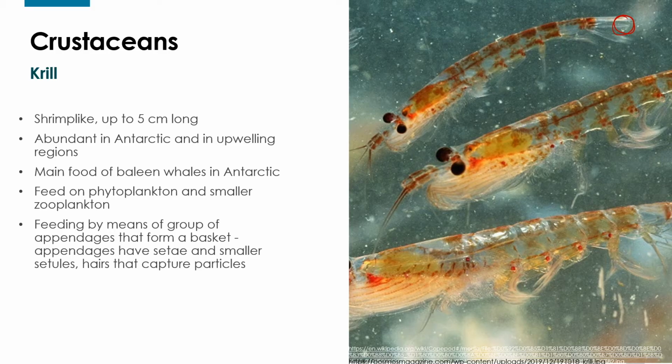Krill feed on phytoplankton and other types of zooplankton, and they feed by means of a group of appendages that form a basket. These appendages help them move and filter water towards their mandibles so that they can quickly feed in a small space around them, versus having to swim further to find their prey. They just swoop in and draw the water in and filter it into their mandibles to feed.